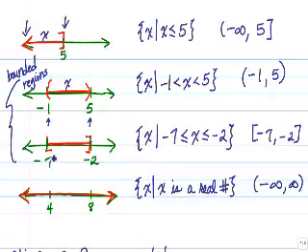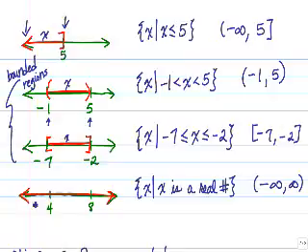Very similar for the next problem. We have another bounded region. The values of x lie between -7 and -2, and they are allowed to equal that because of the brackets. So we say that x is between those -7 and -2 by writing -7 is less than or equal to x is less than or equal to -2. And in the interval notation, it is from -7 to -2.